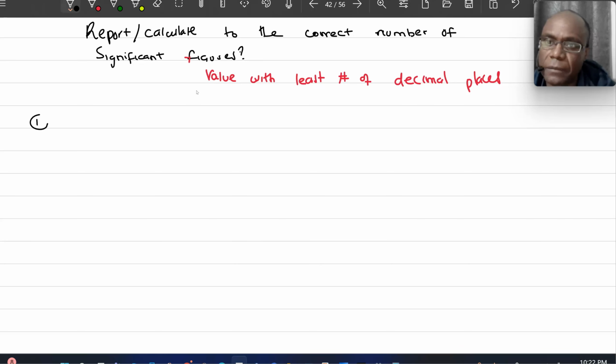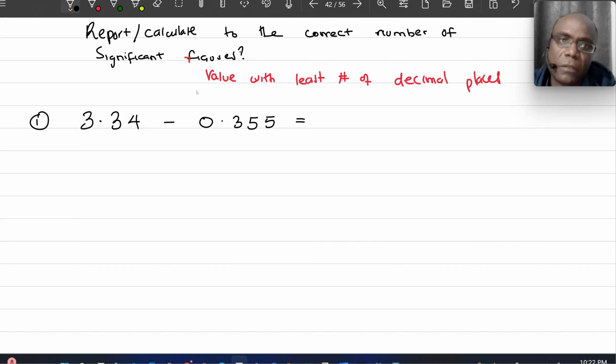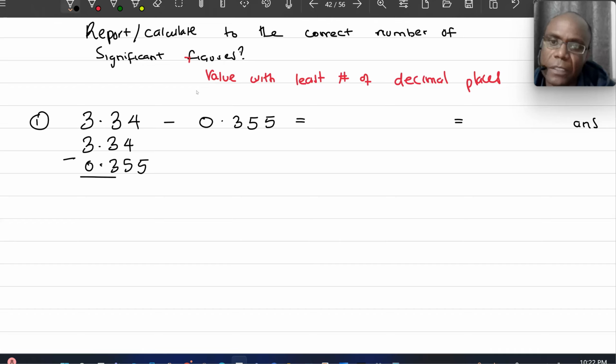Now let's do the first one. Suppose someone asks you to subtract these two. What is the unrounded number and what is the answer? I would take my 3.34 and 0.355 and subtract them. Already you can tell from the question, this one has 3 decimal places and this one has 2 decimal places. That means my answer must be in 2 decimal places.